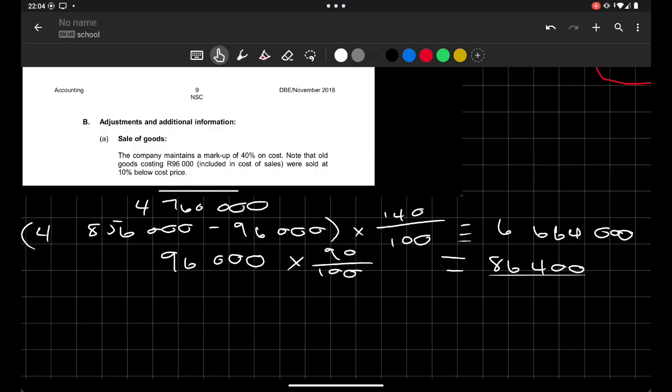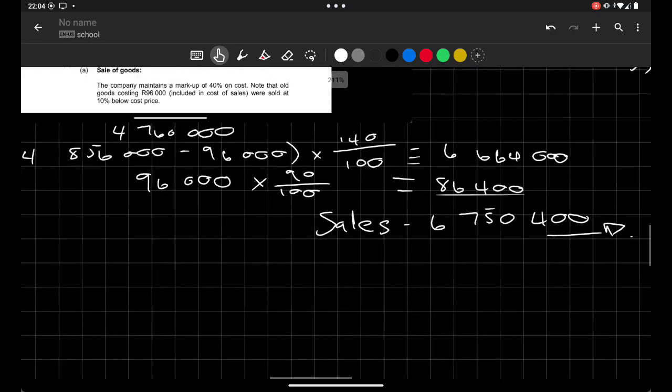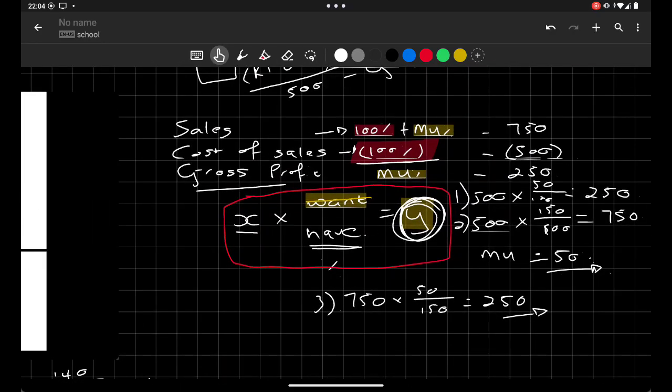Now, let's not just get excited, right? At this point, we've answered half of the question. The question is asking us for the total sales, the amount that we're going to put in our income statement, right? That means we just need to add these two and we have that amount. That amount is 6,750,400. That is our sales for this question, and we can put that into the income statement, right?